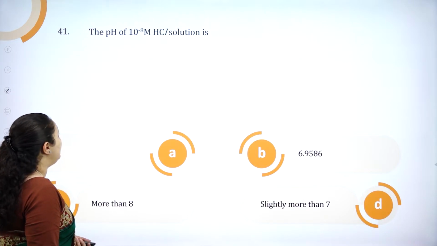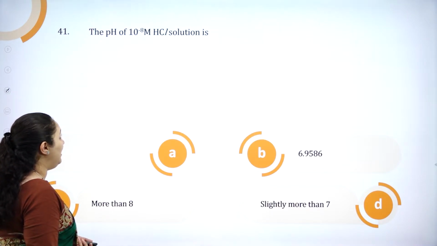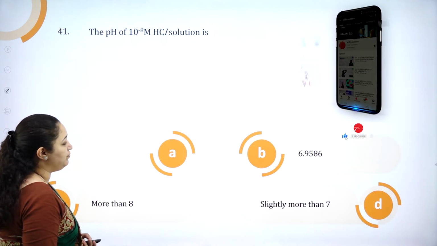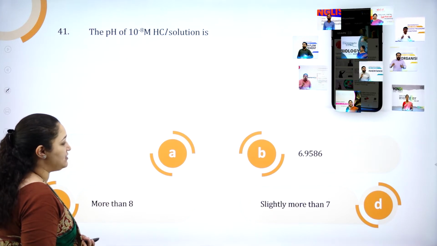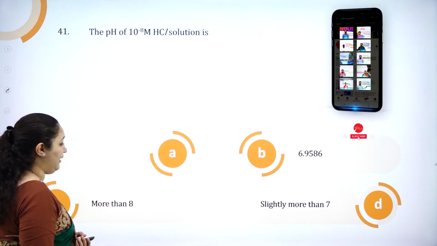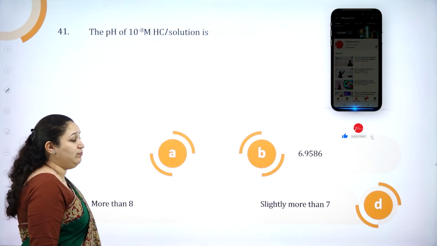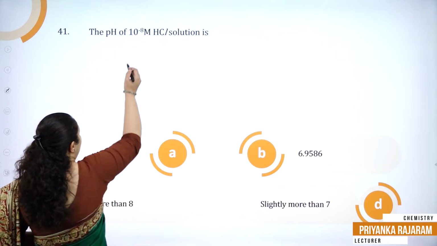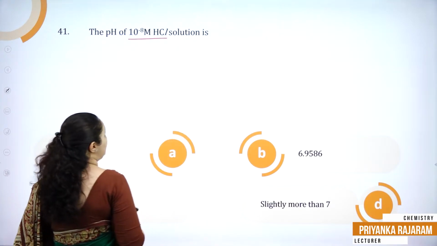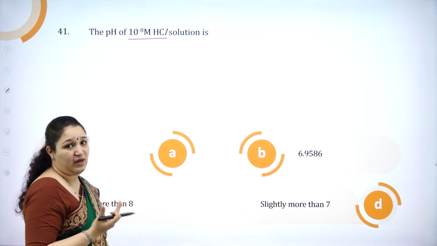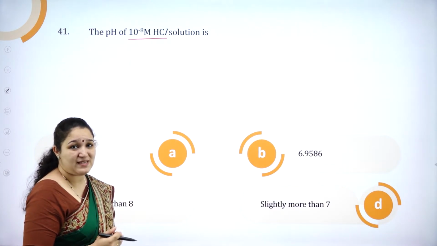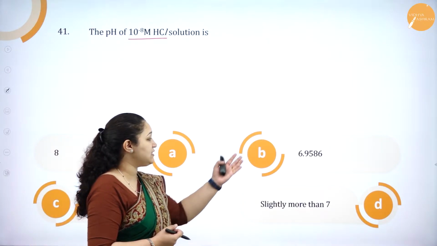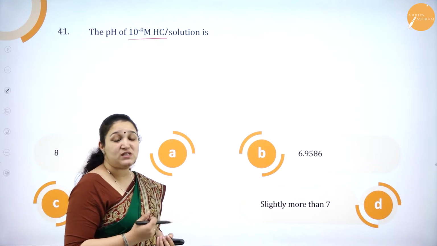The pH of 10 to the power minus 8 molar HCl solution is: option A, 8; option B, 6.9586; option C, more than 8; option D, slightly more than 7. Now if you see the pH of 10 to the power minus 8 molar HCl solution, HCl is an acid, so the pH should be acidic. But what are the options they are giving us? 8, more than 8, slightly more than 7 and 6.95. So which is the correct answer?